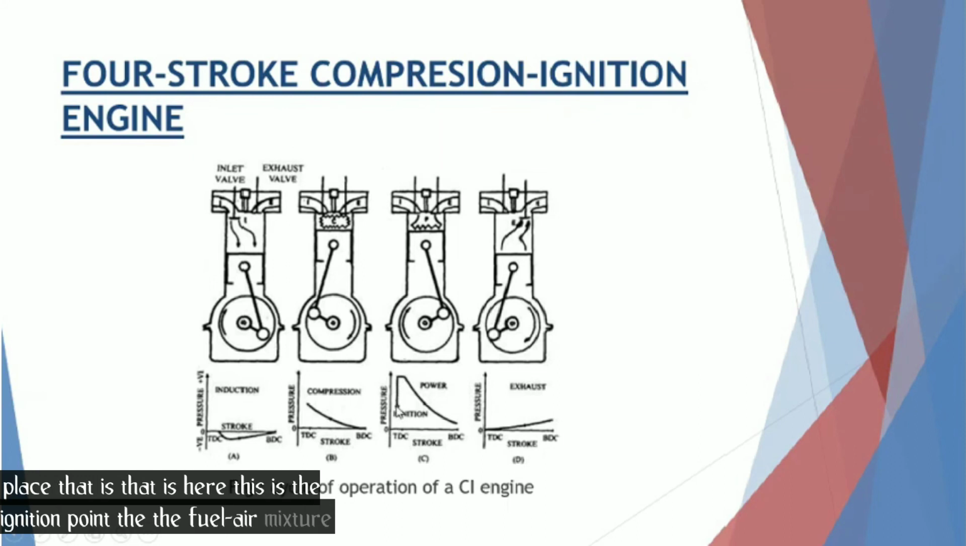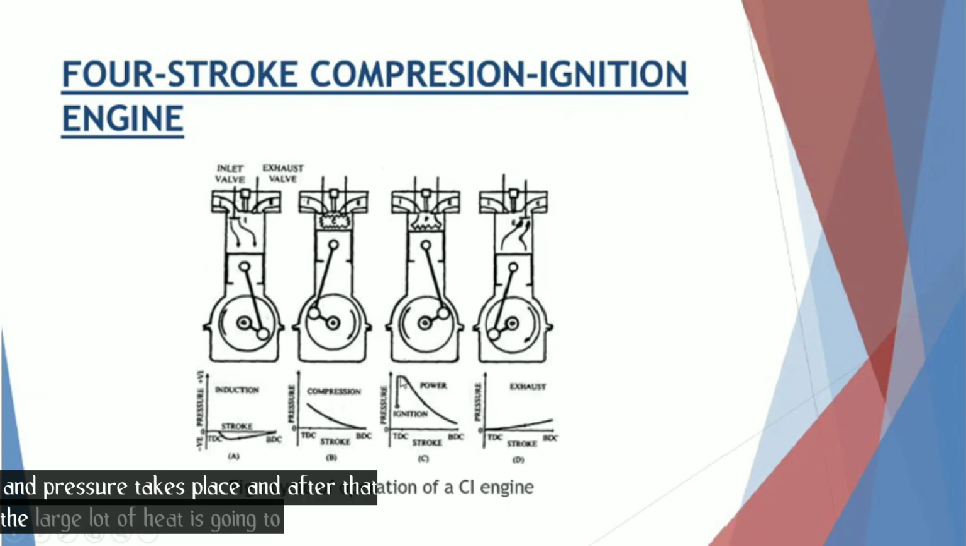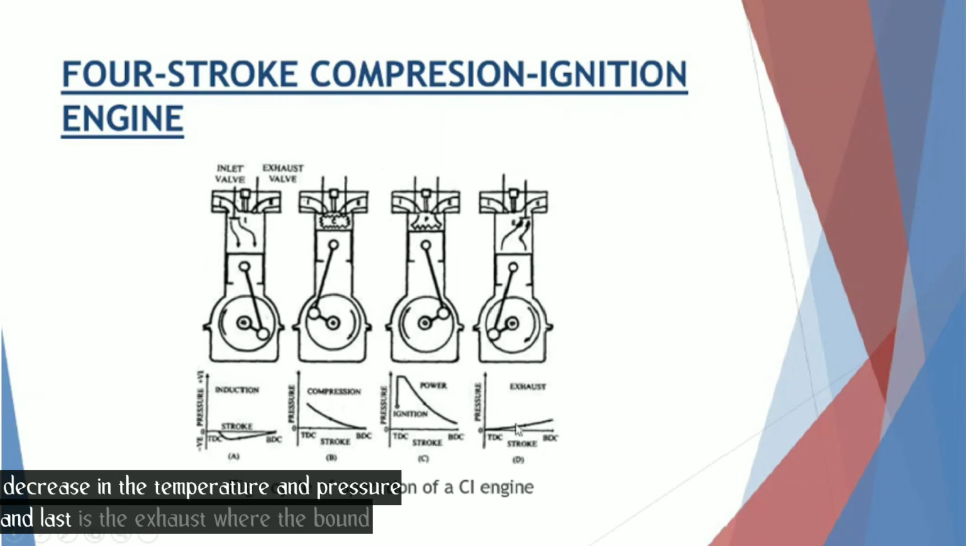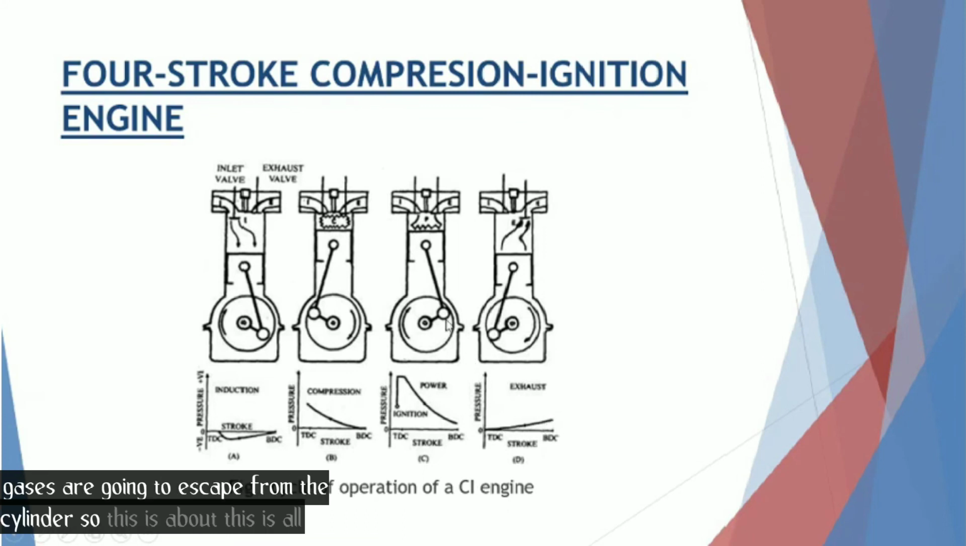The fuel-air mixture ignites and the rise of the temperature and pressure takes place, and after that a lot of heat is going to be generated, which is going to push the piston from top dead center to the bottom dead center, and it's called expansion, which results in the decrease in the temperature and pressure. And last is the exhaust, where the burned gases are going to escape from the cylinder. So this is all about the 4-stroke compression ignition engine.